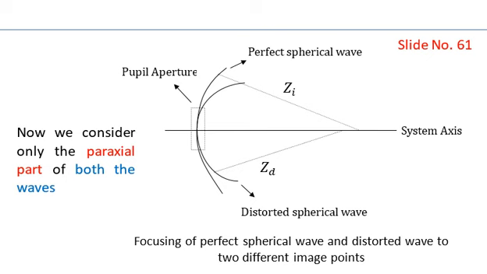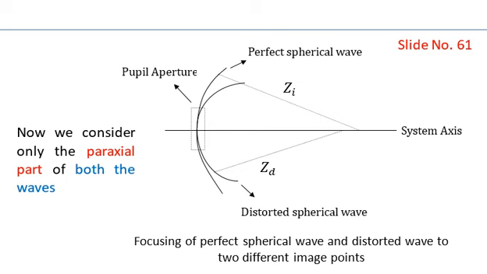Zi is the distance of any point xy on the perfect spherical wave from the point where it is going to be focused, and Zd is the distance of any xy point on the distorted spherical wave from the point where it is going to be focused. So we have shown Zd and Zi, and you know that the system axis is passing through the center of the optical system, that is the center of the aperture pupil. The caption is: focusing of a perfect spherical wave and a distorted wave to two different image points.